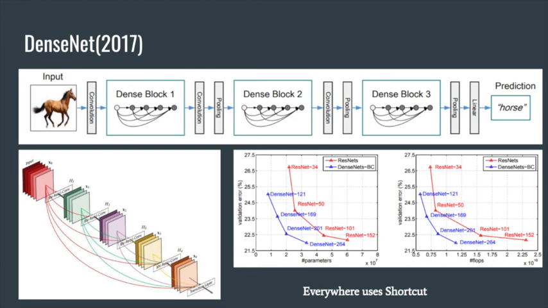But there is one drawback. Because shortcut takes time, even though the network is small, the time it takes may increase. From those two charts, you can see that the number of parameters and the number of flops are relatively small for DenseNet compared with ResNet, but the error rate is also smaller for DenseNet compared to ResNet.